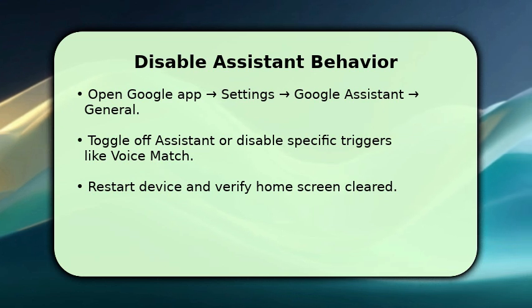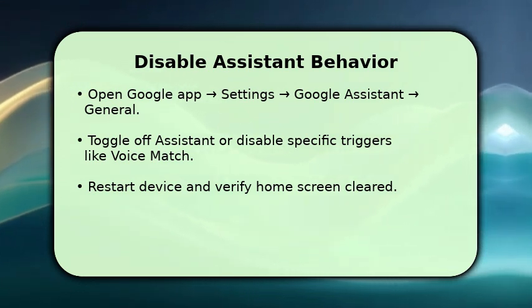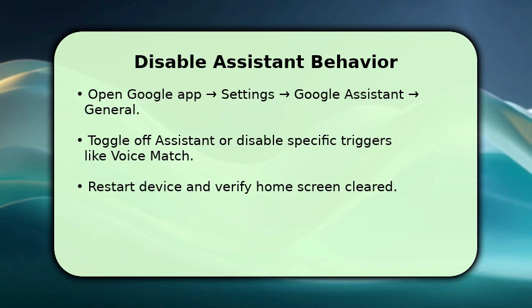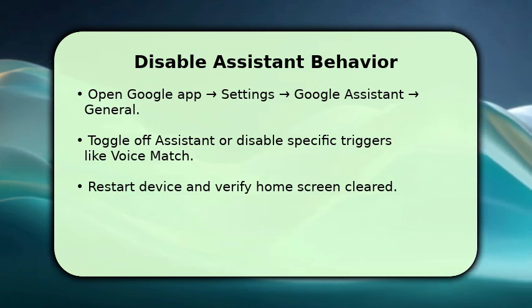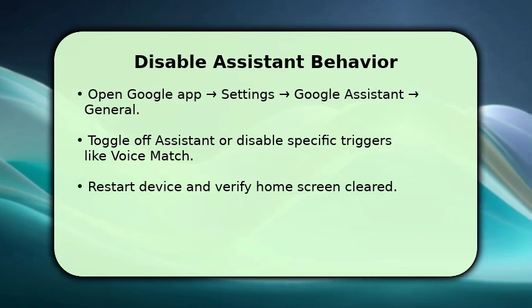Open the Google app, tap Settings, choose Google Assistant, then General. Toggle Assistant off or selectively disable triggers like voice match and Assistant suggestions. Once done, restart your device to flush caches and confirm the home screen is clear.